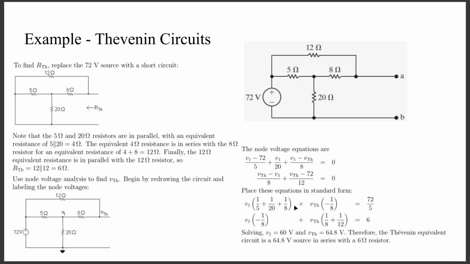Solving this system of equations, we get V1 equal to 60 volts and V Thevenin equal to 64.8 volts. Therefore, the Thevenin equivalent circuit is a 64.8 volt source in series with a 6 ohm resistor.